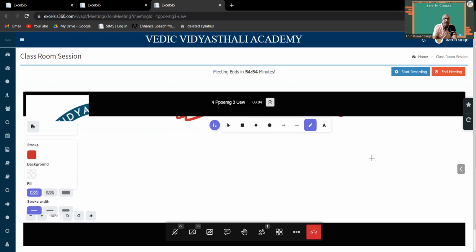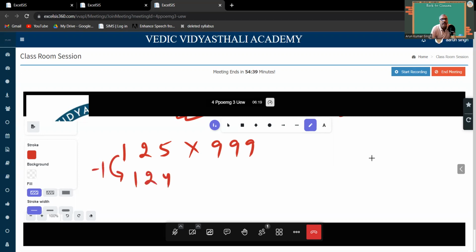Let's see if a 3-digit number is there. Suppose here it is 125, and this side also it is a 3-digit number, 999. Same process we'll be doing. Minus 1, so it is 124. Now 9 minus 1 is 8, 9 minus 2 is 7, 9 minus 4 is 5. That's it. This is my answer.